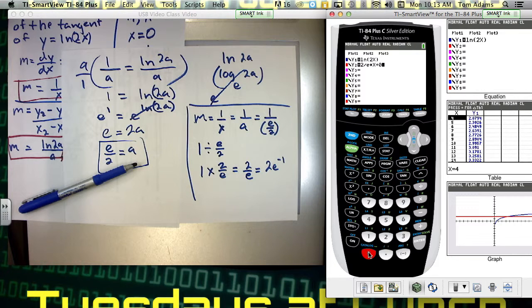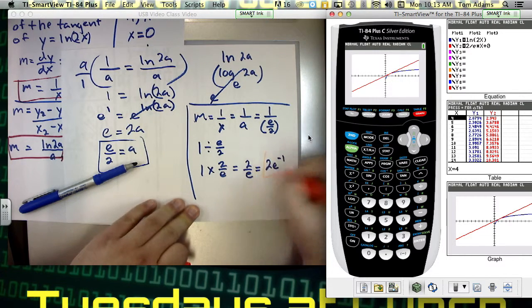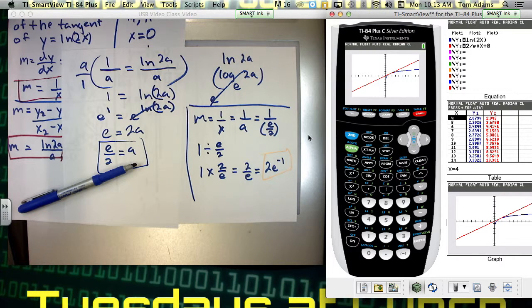0, 0. If I graph that, that line is going to go through the origin, and it is tangent to the natural log of 2x. But notice that it does not intersect at the origin. You guys see that? That's what we were trying to do. There's no shortcut. It'd be nice if there was. But that number just represents the tangent line slope. Right?